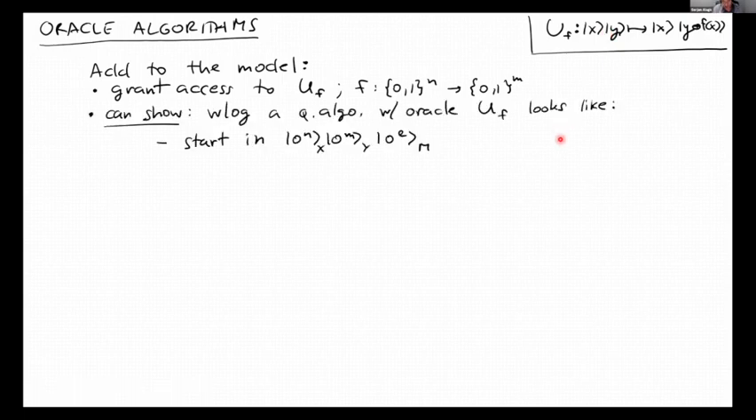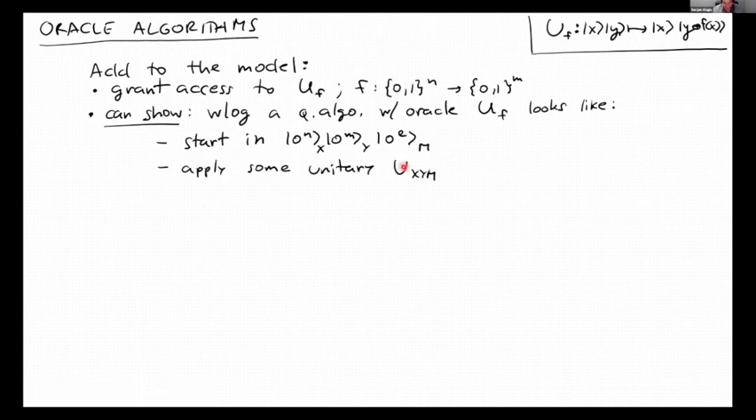So now what we can show without too much work is that without loss of generality, any quantum algorithm with access to this oracle, with the ability to kind of black box apply this unitary to their internal state, looks like the following. So we're going to prepare some state. So these are going to be 2 registers of qubits where the oracle is going to be applied, and this is just some additional memory register.